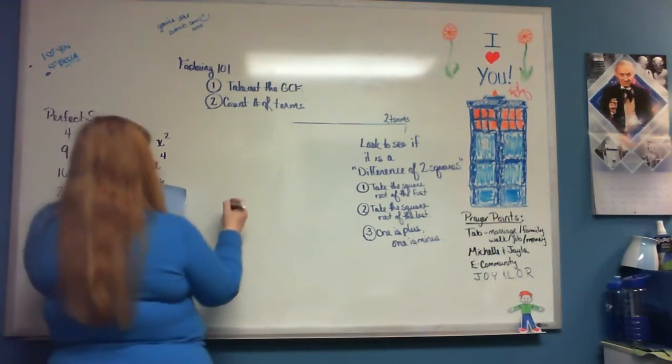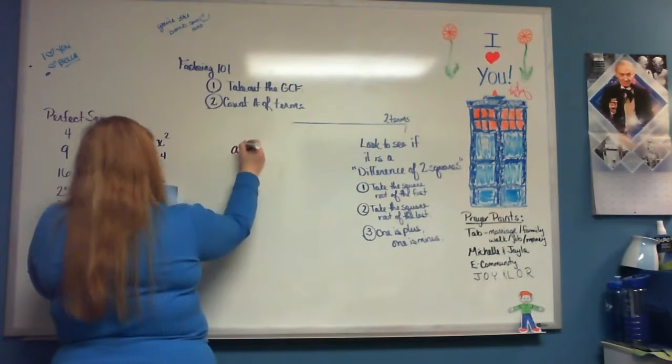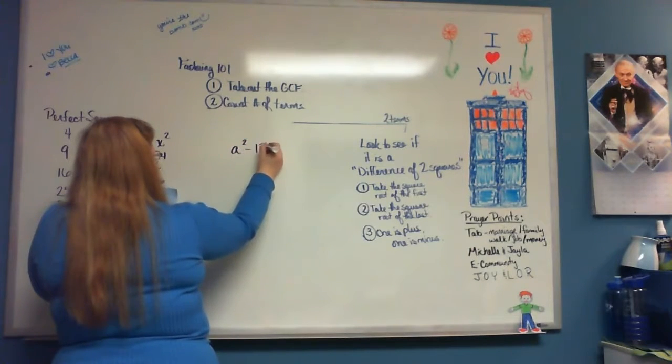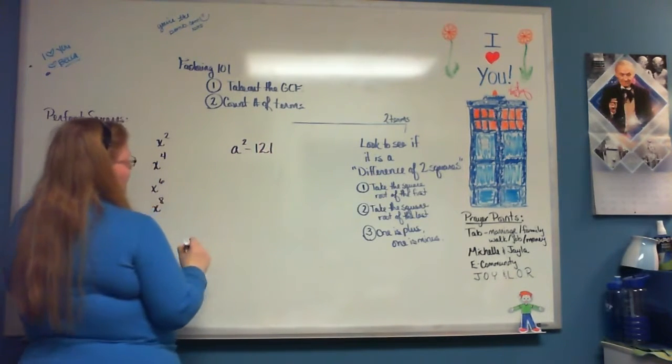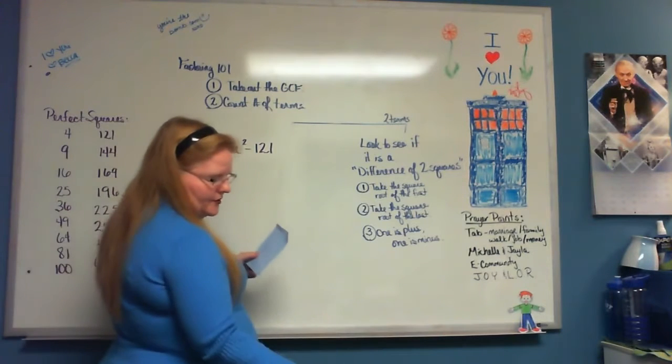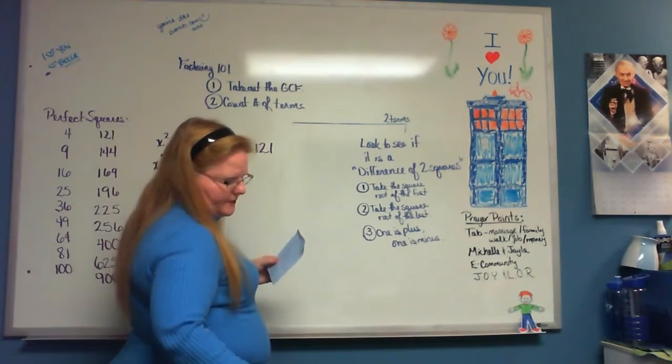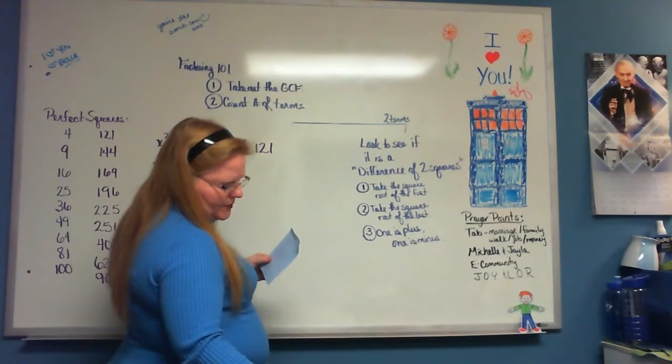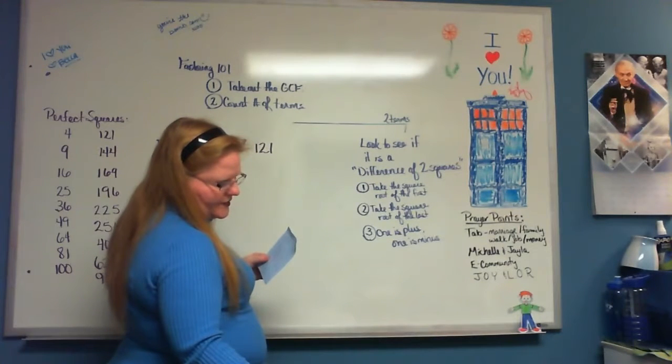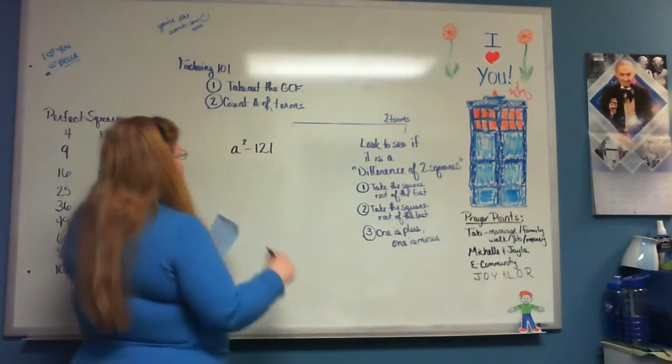So let's look at a problem. a squared minus 121. Wish I knew what problem it was. Might have just made it up. I do that sometimes. It's got an a in it, so I doubt I did. But I ain't finding it now. Oh, number 26.